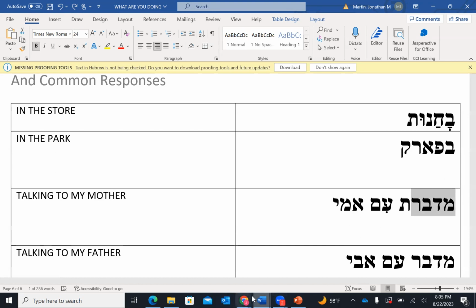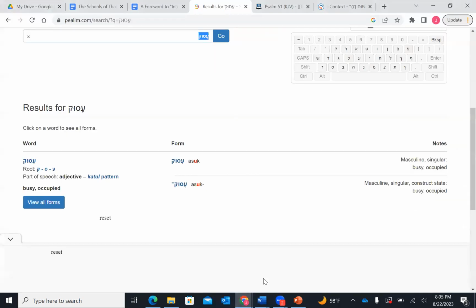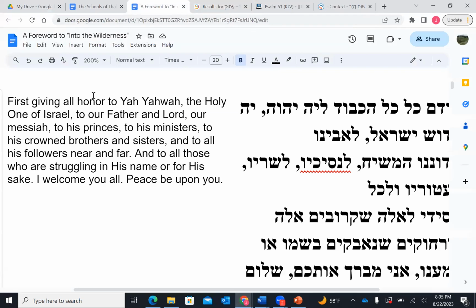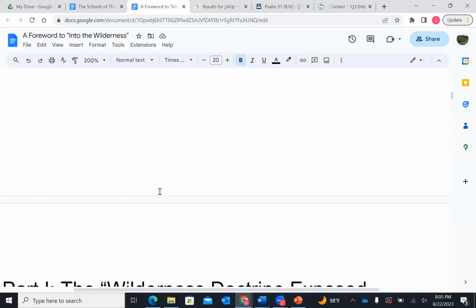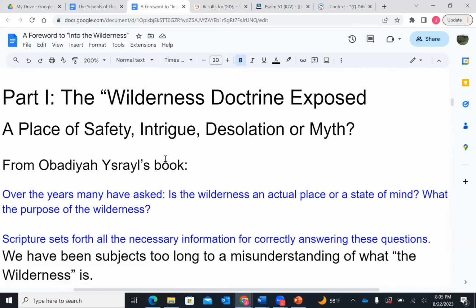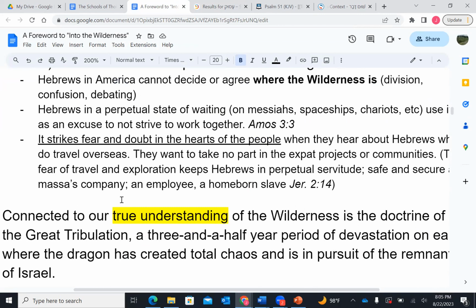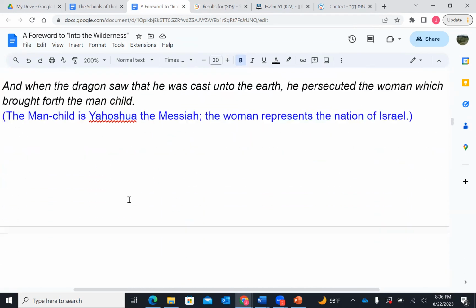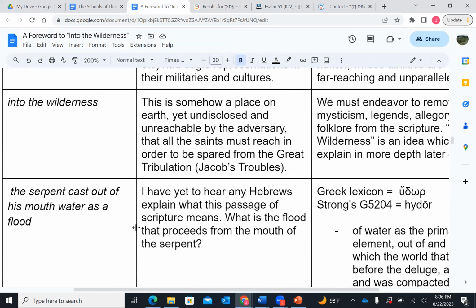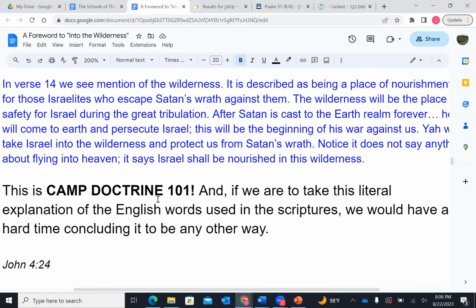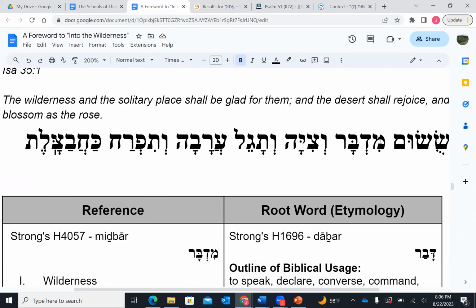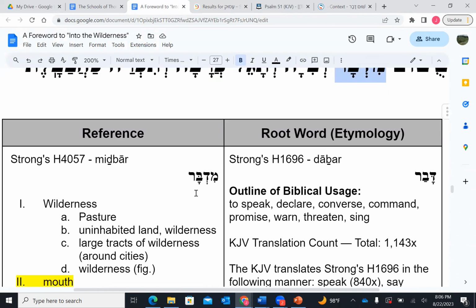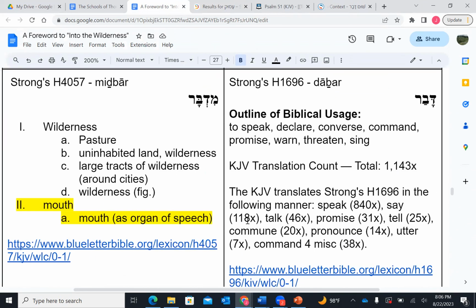Speaking. Yes, this here is a lesson that I did. It was called Into the Wilderness, because a lot of Hebrews are talking about going into the wilderness, but the word for wilderness, if you understand it, is actually right here. Midbar, which means out of your mouth.